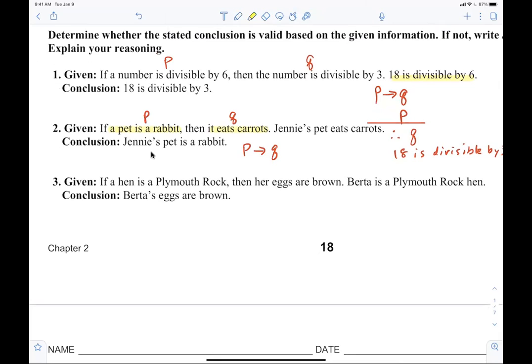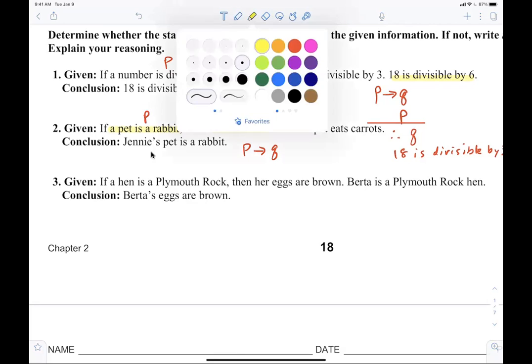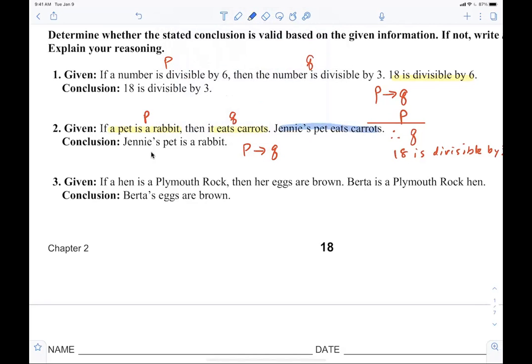So now it says this person, pet, eats carrots. So what is that? You have to decide, is it P or Q? Right? You can't do the problems if you can't put it in the right letter, right? That's why I like the letters, so I'm not confused. It's easy for me to understand the law of detachment, right? If P, then Q. P must be true, automatically Q is true.